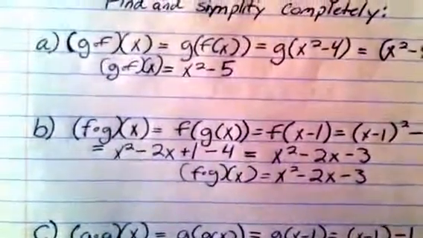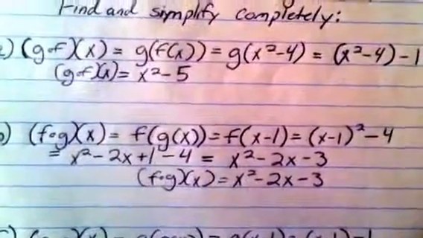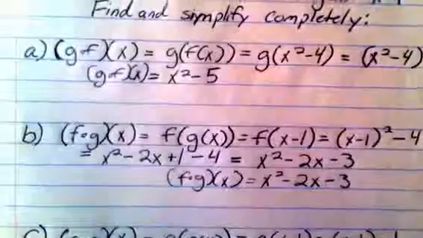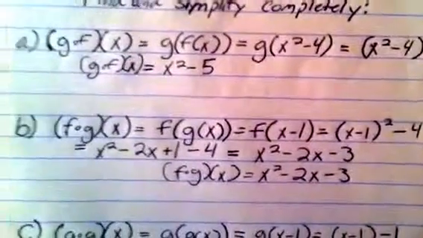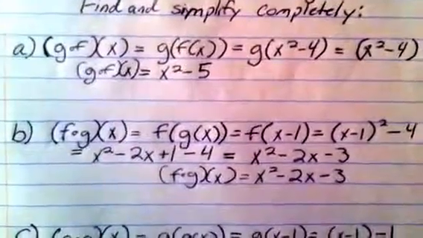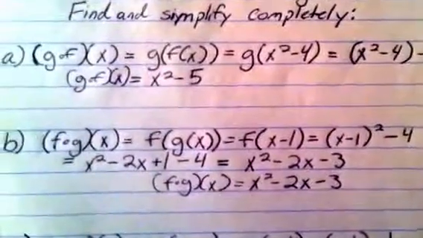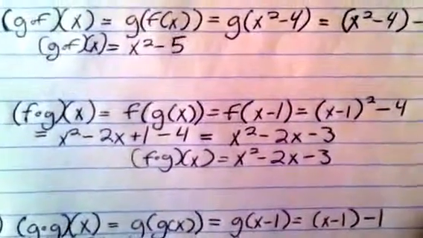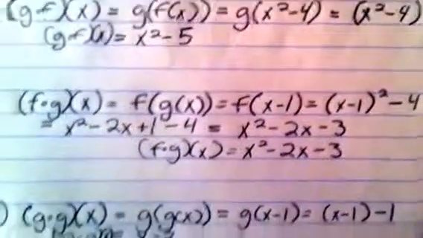We simplify that by multiplying out x minus 1 squared to get x squared minus 2x plus 1, and then subtracting that final 4. Simplifying that further, we end up with x squared minus 2x minus 3. So f evaluated at g of x equals x squared minus 2x minus 3.